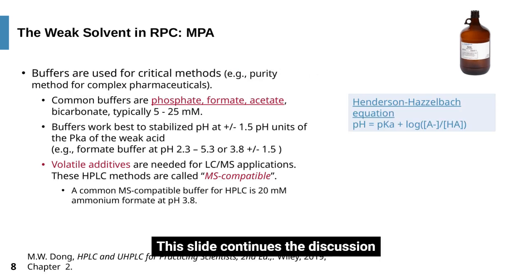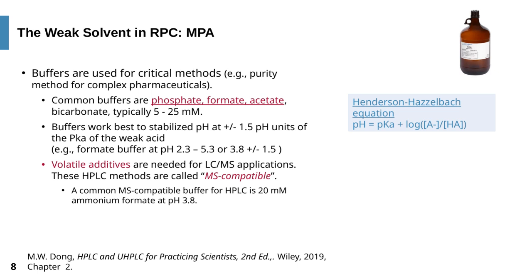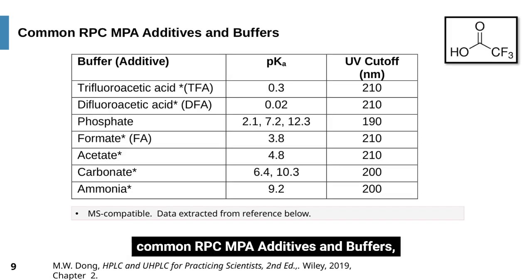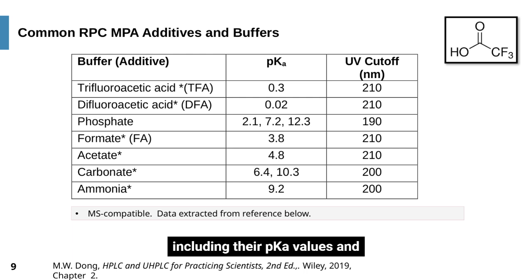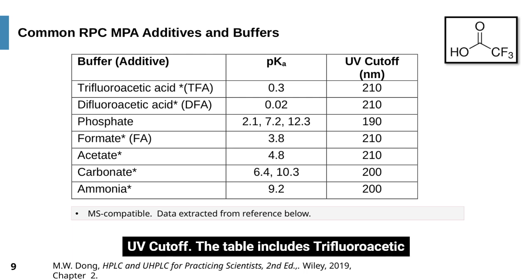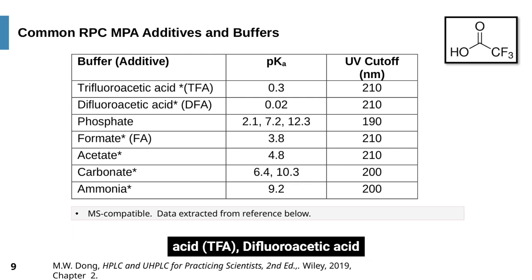This slide continues the discussion on the weak solvent in RPC, MPA. It explains that buffers are used for critical methods to stabilize pH, typically using phosphate, formate, acetate, or bicarbonate. Volatile additives are needed for LC/MS applications, creating MS-compatible methods, such as using 20 mM ammonium formate at pH 3.8. This slide provides a table of common RPC MPA additives and buffers, including their pKa values and UV cutoff. The table includes trifluoroacetic acid, TFA, difluoroacetic acid, DFA, phosphate, formate, FA, acetate, carbonate, and ammonia.